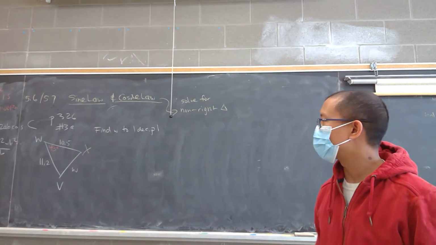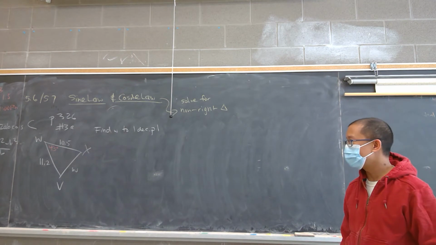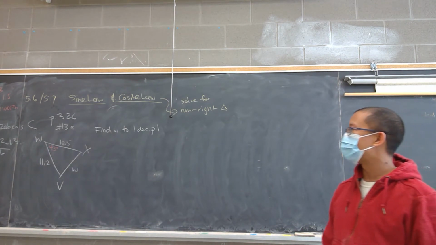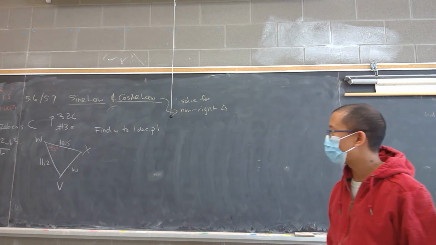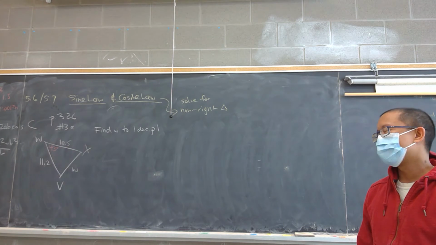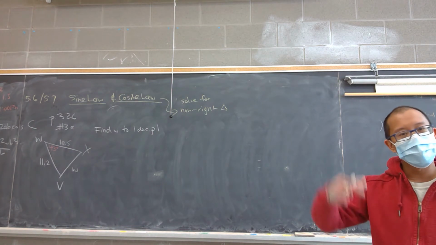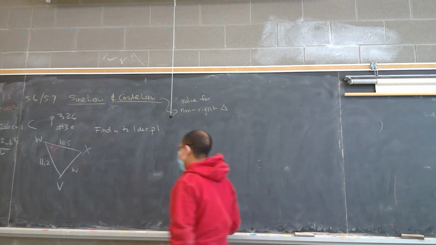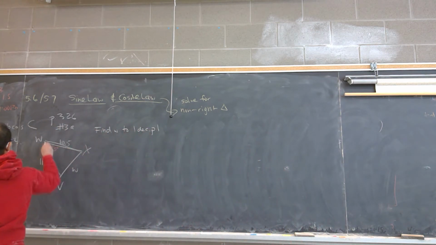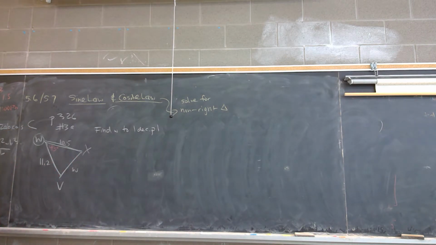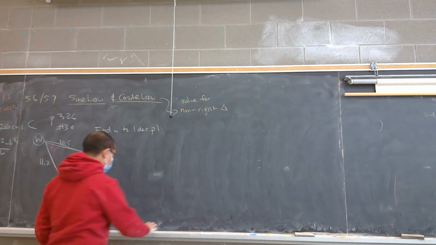So they gave you this triangle VWX. That's our triangle. The length of x is 11.2, the length of v is 10.5, and notice the angle W is 43 degrees. This question is obviously a cosine law question, but if you were seeing this for the first time, you have to recognize that this is a side angle side question. And a side angle side question is why you would use the cosine law.